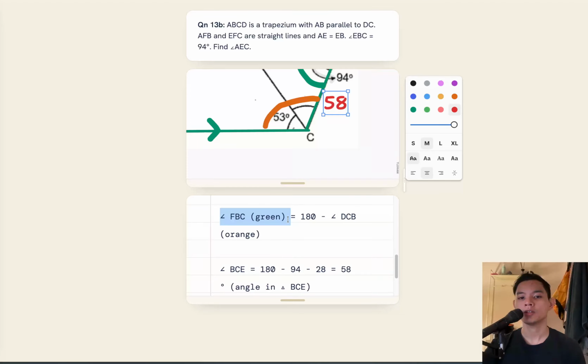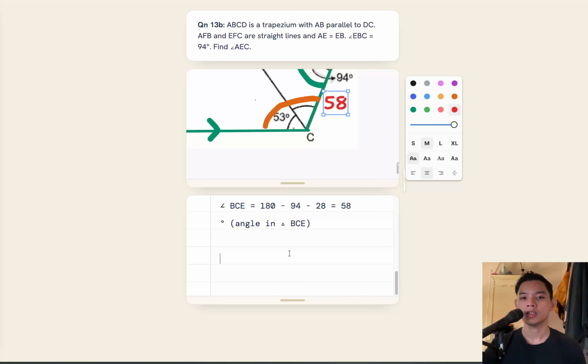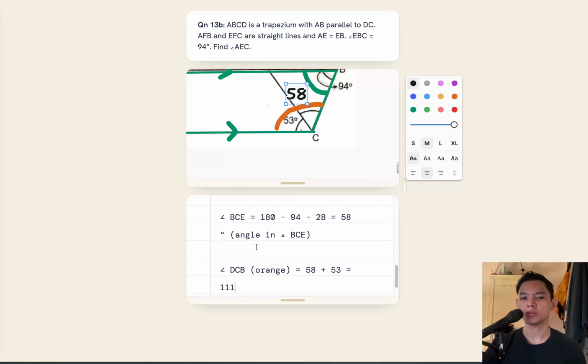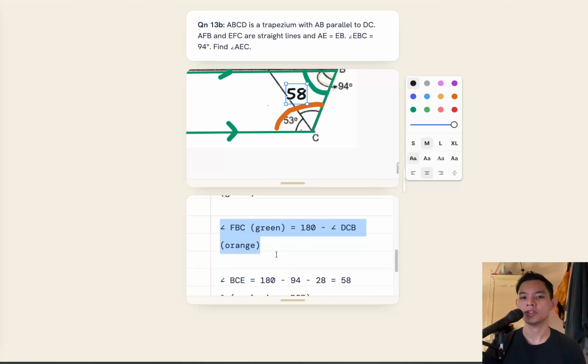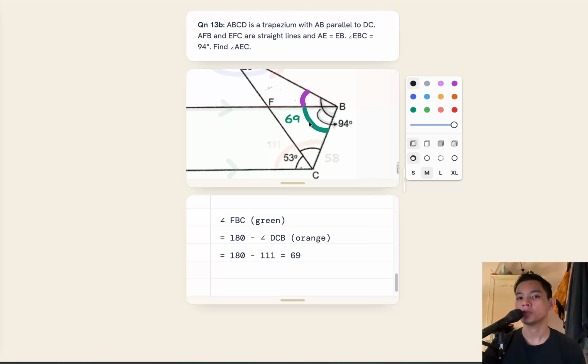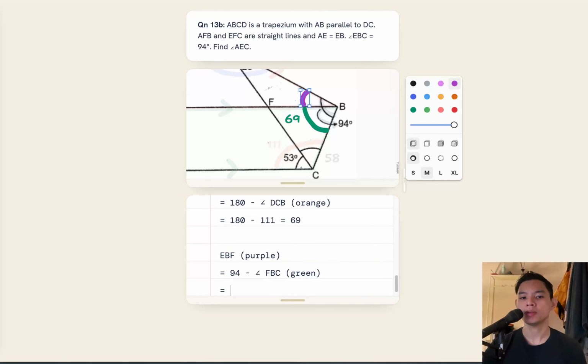Therefore, the orange angle BCD is equal to 58 plus 53, and this will be equal to 111. So now we know that this orange angle is 111. Therefore, the green angle is basically 180 minus 111, and this will be equal to 69. Once you know the green angle is 69, then we can find out the purple angle. The purple angle is basically 94 minus 69, and this will be equal to 25.